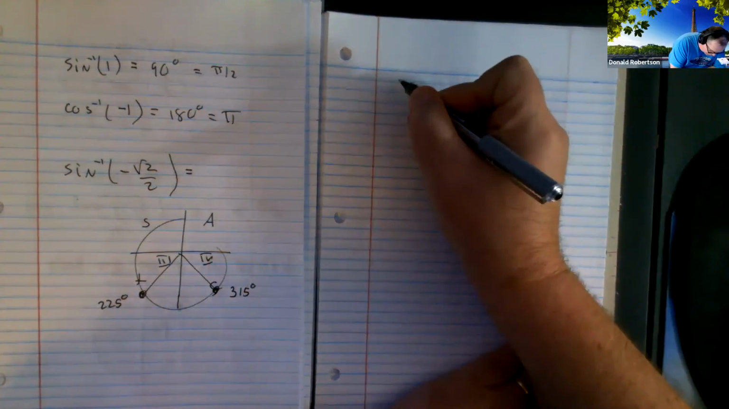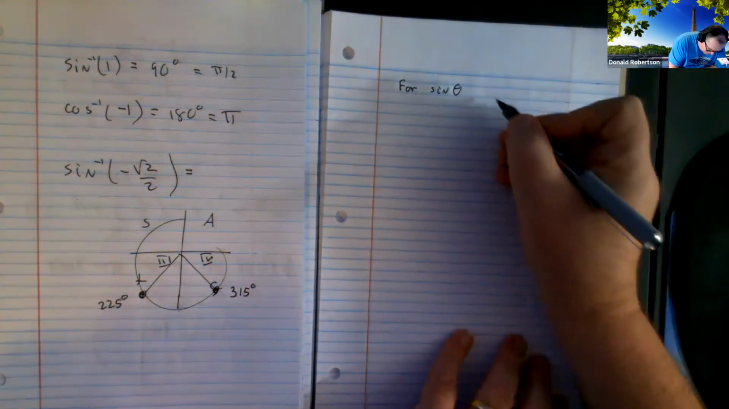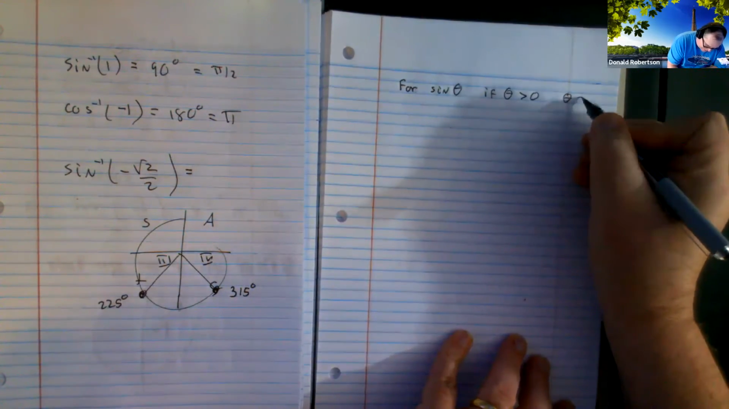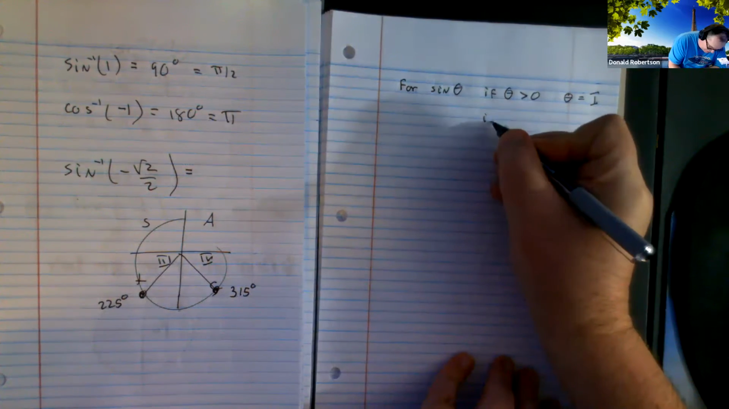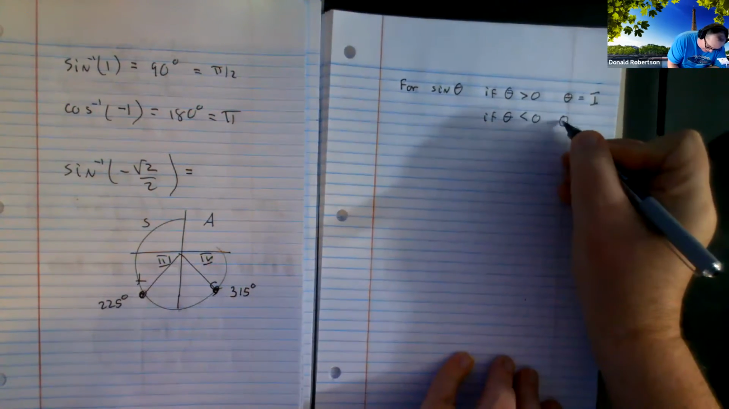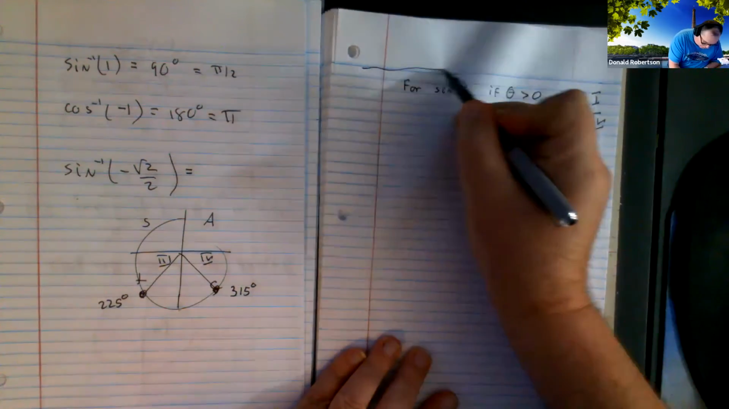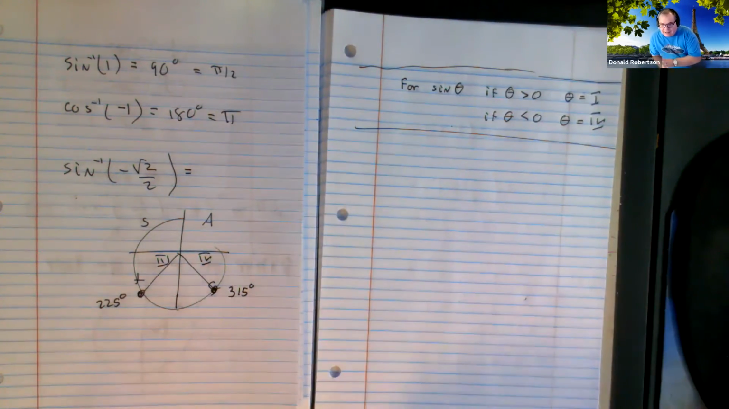So let me tell you where you go. For the sine function, for sine theta, if theta is positive, pick the angle in the first quadrant. If theta is negative, pick the angle in the fourth quadrant. So in this case, it would be 315. And that is the rule that you're going to use to decide which of the two answers. Because if I went and said to you now, sine of theta is √3/2, do you know there's two different answers that have that value? And so you have to pick one of them.